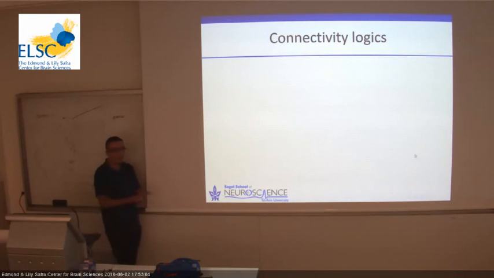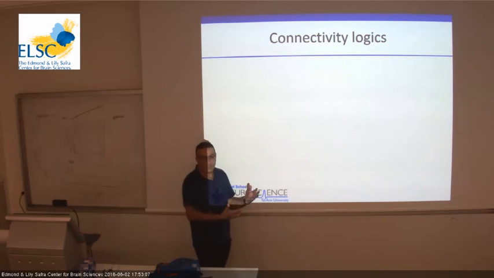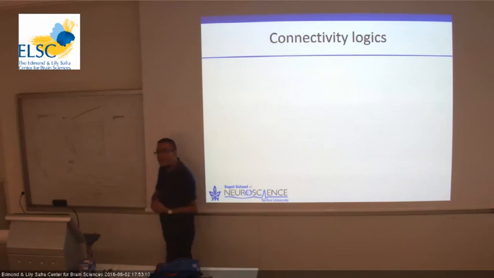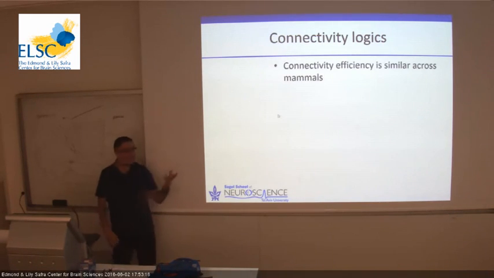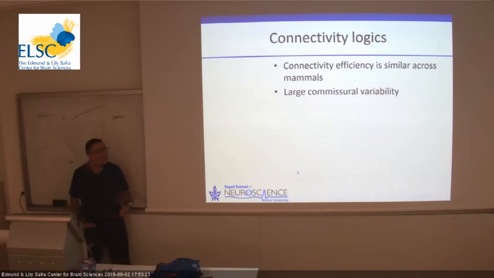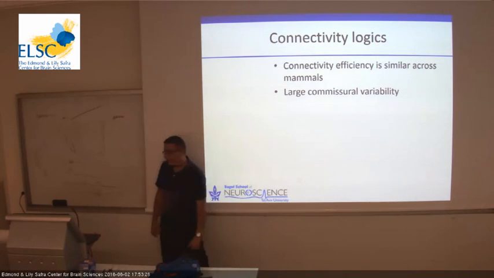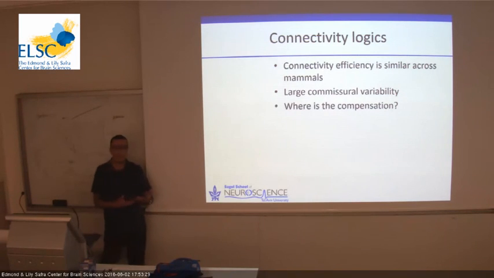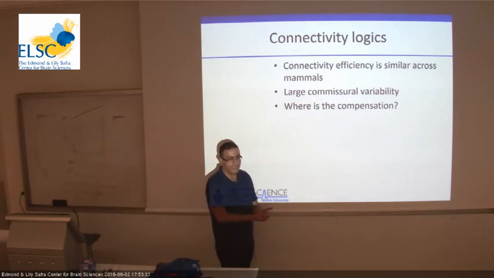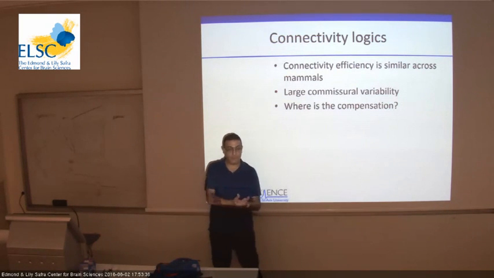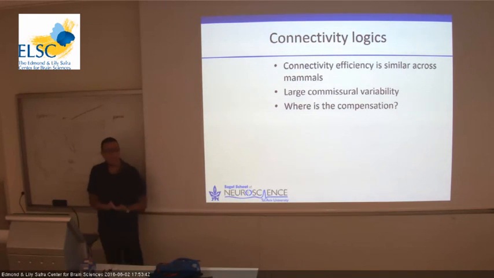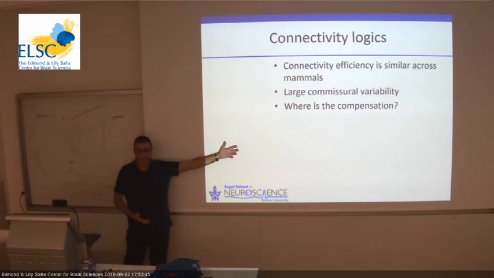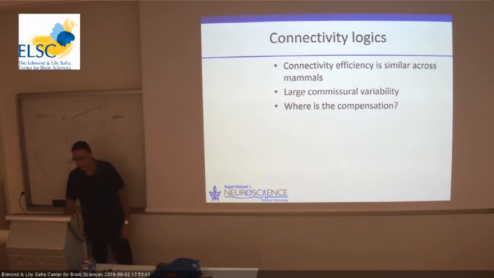And just to put it in logic, we have this matrix, and across mammals we found that it has roughly the same mean short path, but you have a huge variability in the connections between them. So if the efficiency is similar across mammals, while there is large commissural variability, there should be some kind of compensation. Because if you take this tiny little bat that has very poor commissural fibers, only 15%, and no corpus callosum, connecting only part of the neocortex, there must be some kind of compensation so that the mean short path at the end will be similar to the human brain.